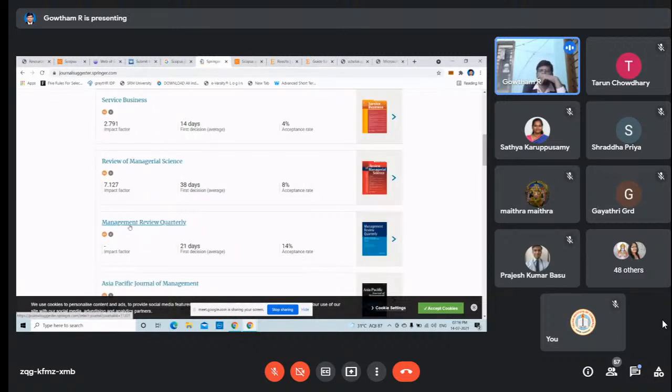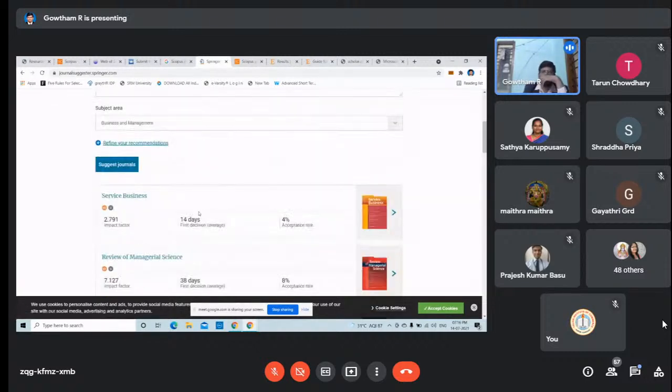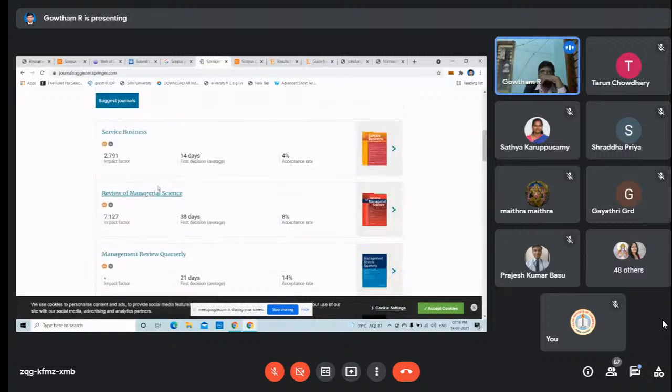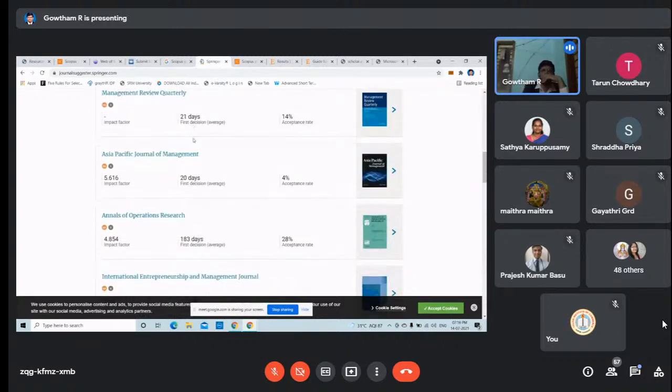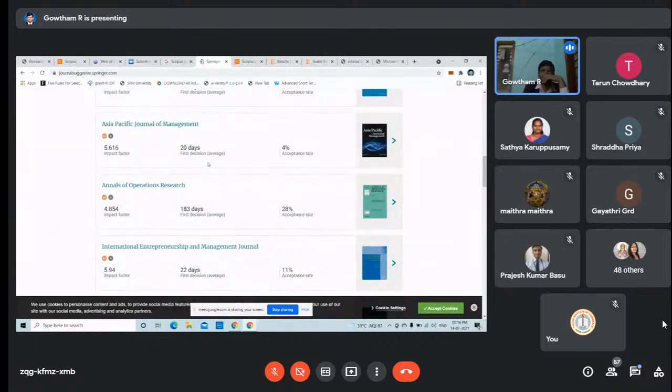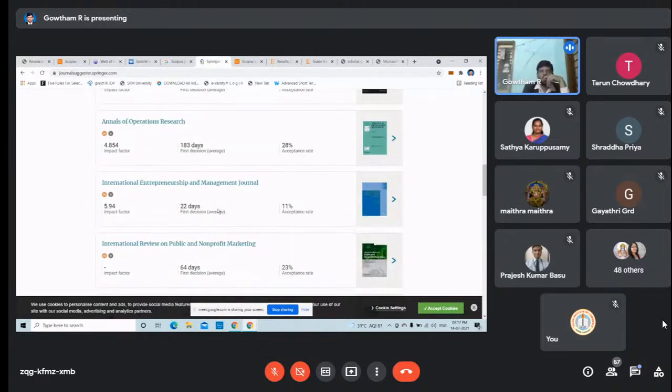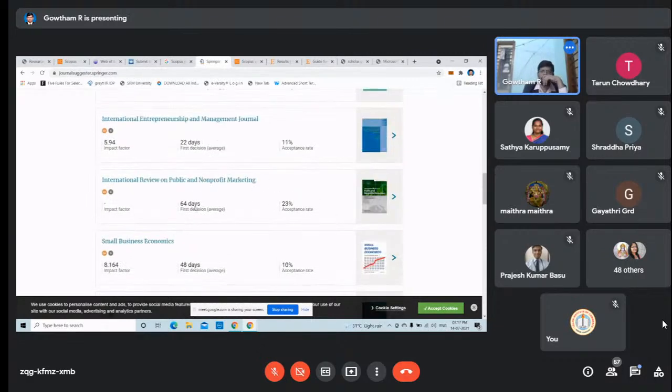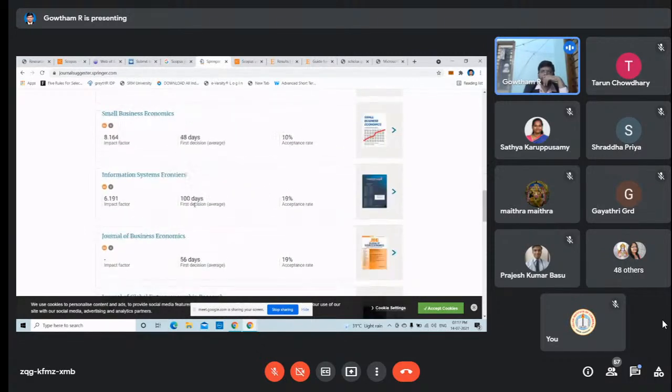Once you click on suggest journals, see, it is coming. Impact factor, first decision, see, very good, 14 days. Within 14 days you get, but the acceptance rate is very low, which means your article should be really of high quality. Then 38 days, 21 days, 20 days, Asia Pacific Journal of Management, 20 days. See this one, 183 days. You have to wait around 6 months for your first decision. This is good, 22 days, 64 days, all such things you can see.